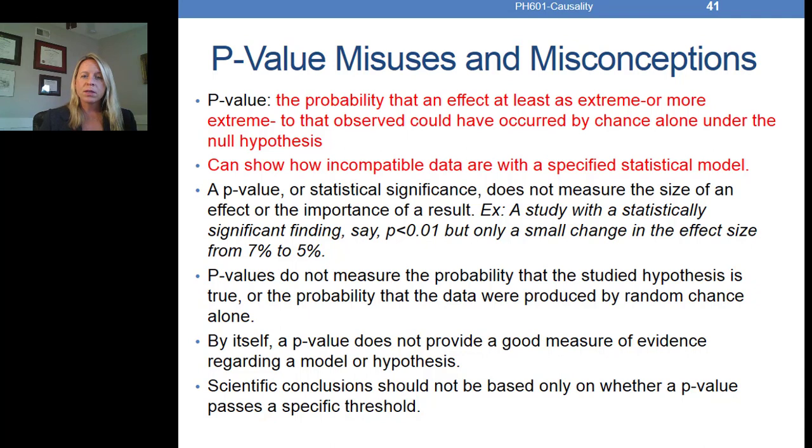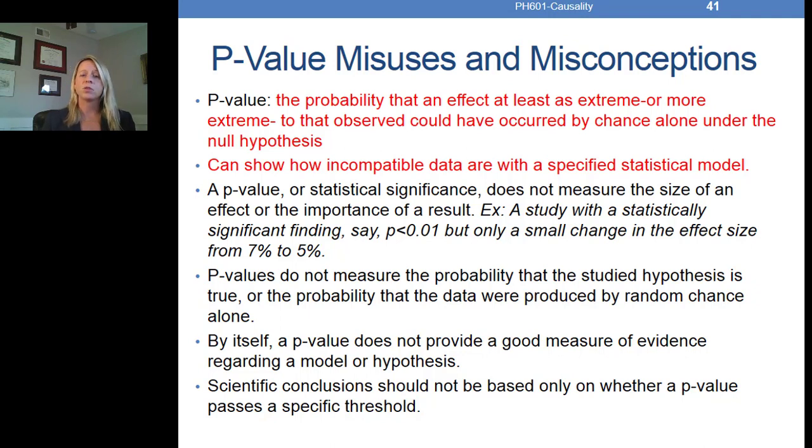The p-value itself does not measure the size of the effect or the importance of the result, right? That's very important. So for example, a study with a statistically significant finding, such as a p-value of less than 0.01, does not tell us anything about that measure of association. So for example, you get a very small p-value, in the case here 0.01, but the effect size itself was very small. It was from 7% to 5%, so a movement of 2%. Probably not scientifically meaningful or clinically meaningful.